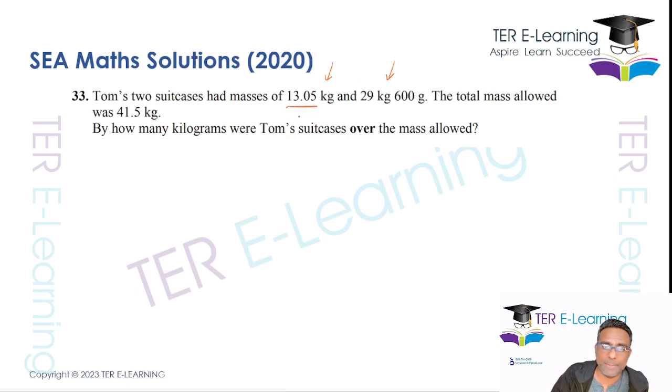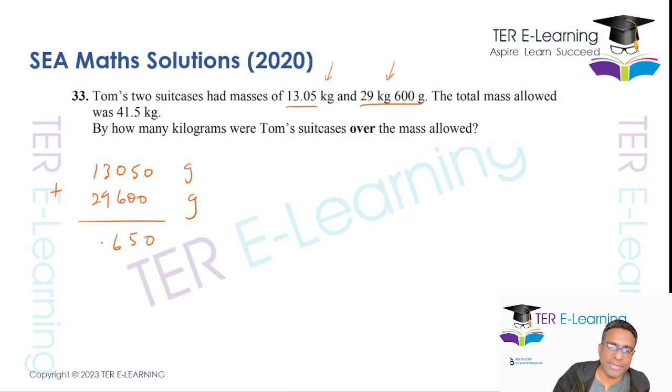So this here, if I want to convert that into grams, I just need to multiply by 1,000. So this is going to be 13,050, right? That's grams. And you're going to add that now to this here. So 29 kg, that's 29,000, so this is going to be 29,600 grams. So I'm working in grams. So when I add this now, you're going to get 0. This is going to be 5. This is 6. 9 and 3 is 12. 2, 3, 4, right? So this here is in grams.